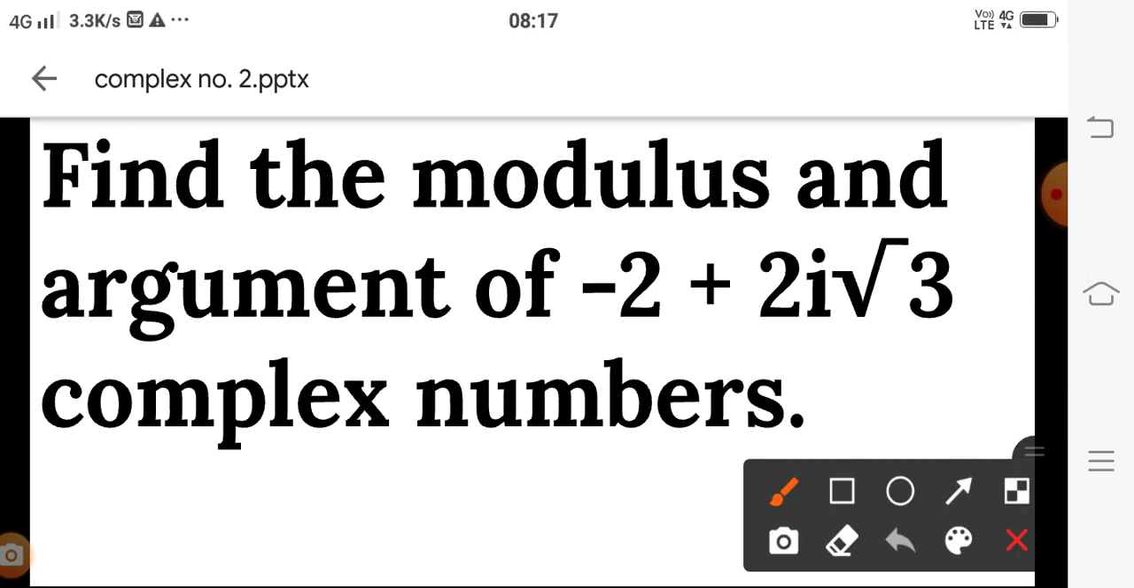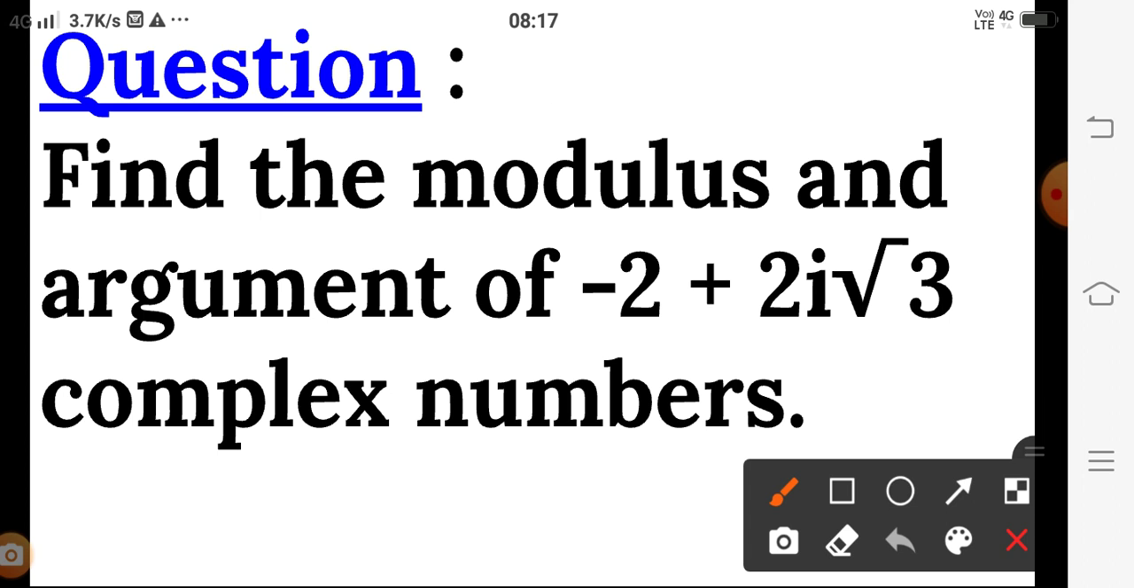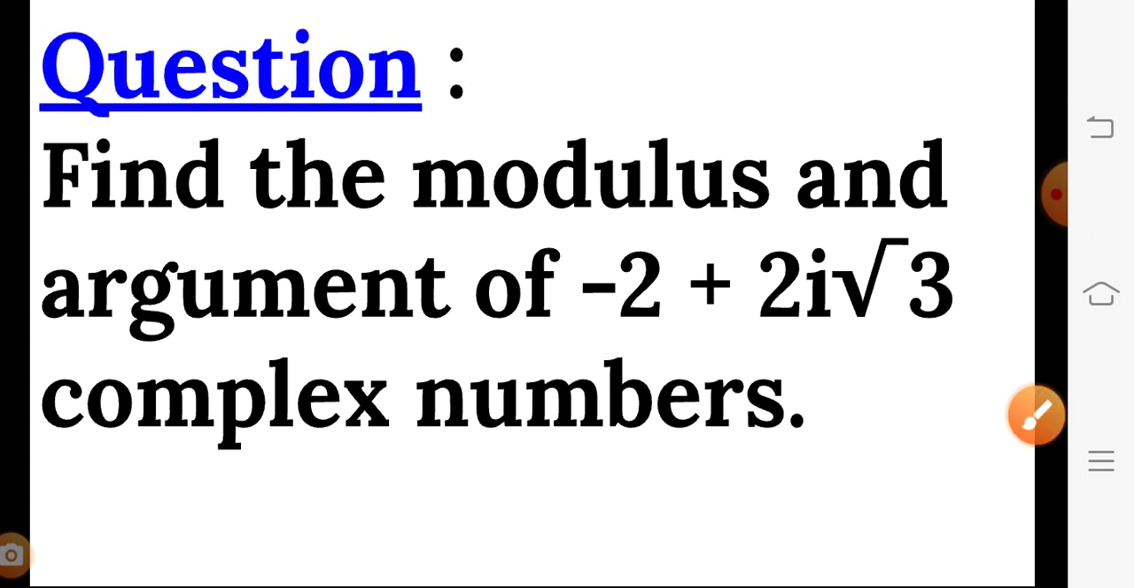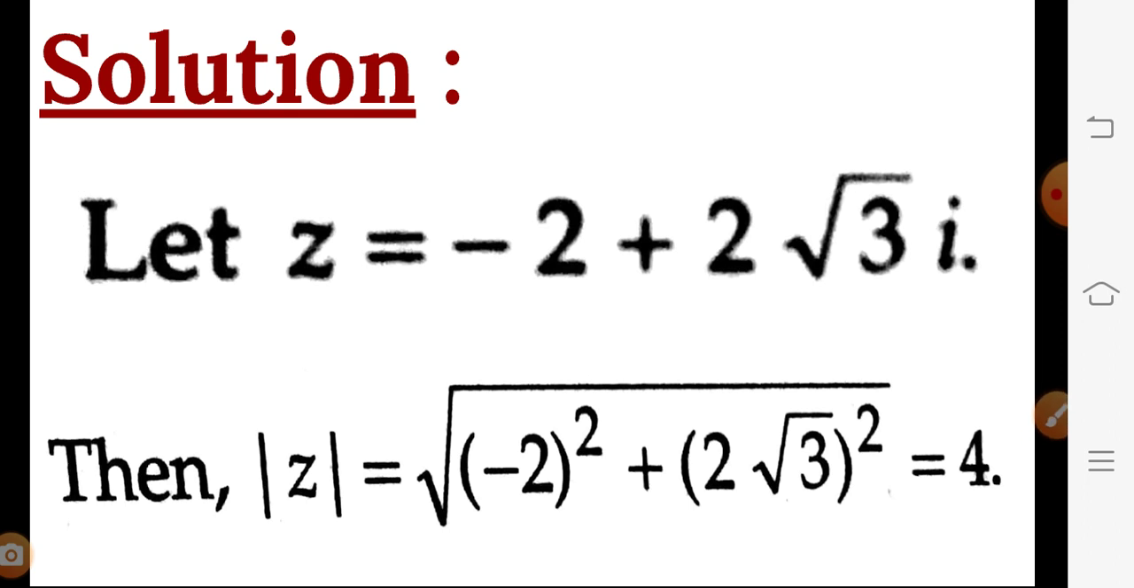Let us solve some questions. After learning the concept of modulus and argument, we are able to solve these questions. And the question is, find the modulus and argument of minus 2 plus 2i root 3. A complex number is given to you, and if you observe the real part, we get minus 2, and the imaginary part we get as 2 root 3. And we have to find the modulus and argument of the given complex number.